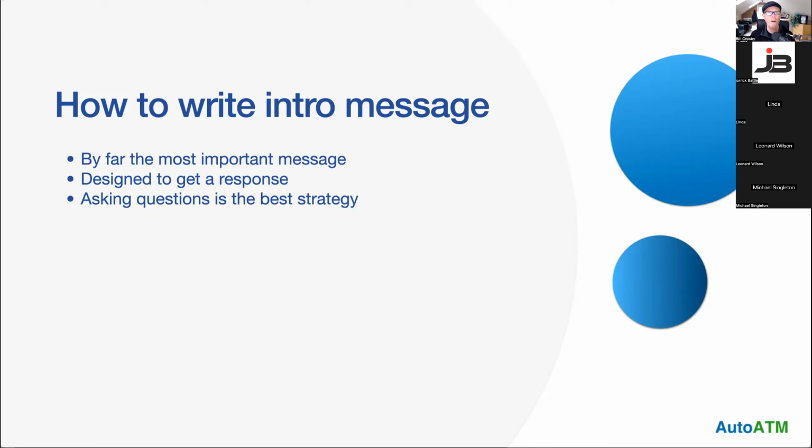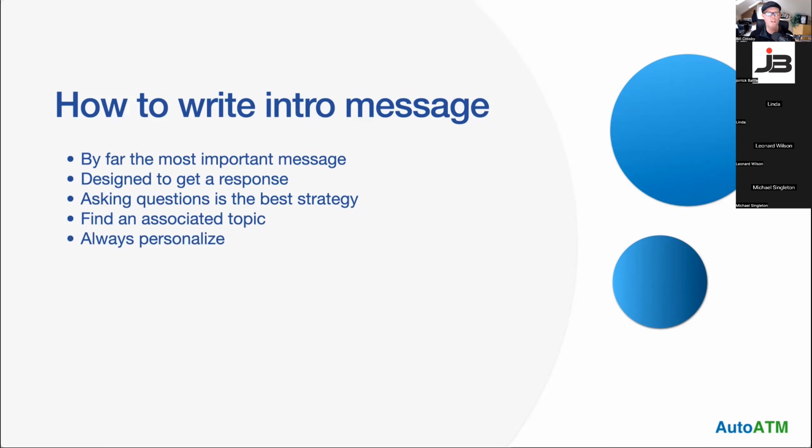Now, asking questions is no doubt the best strategy for that intro message, among other things. You'll also want to find an associated topic to include in that. And in a second, I'm going to go through one of the intro messages that we're using right now, which is working super well. All right. So you want to find an associated topic. If it's cars, you want to say, hey, I saw that you're interested in cars, kind of thing.